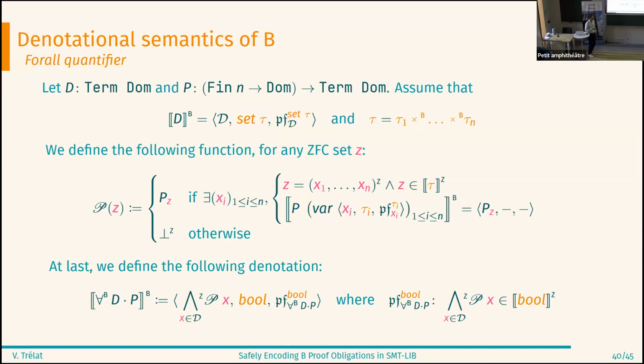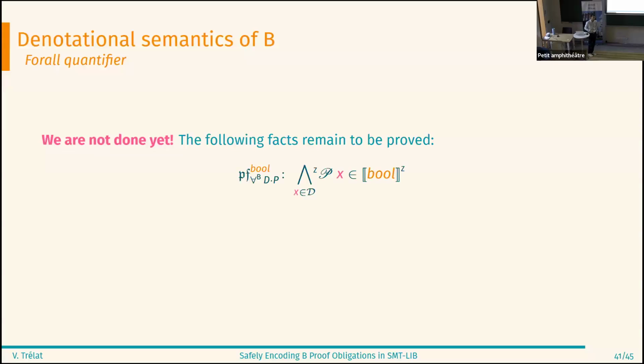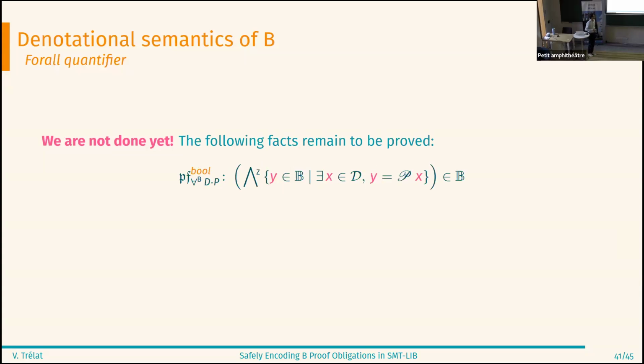For lambda and set comprehension, it's not really similar, but I can't show it. We are not done yet. As I said, we have to provide the proofs. Again, this means we have to prove things, which means we have to prove this. This is not really difficult because we can write it like that. And hopefully the set of booleans is closed under conjunction. So this is easy. We also have to prove this, the little pfxi tau I.